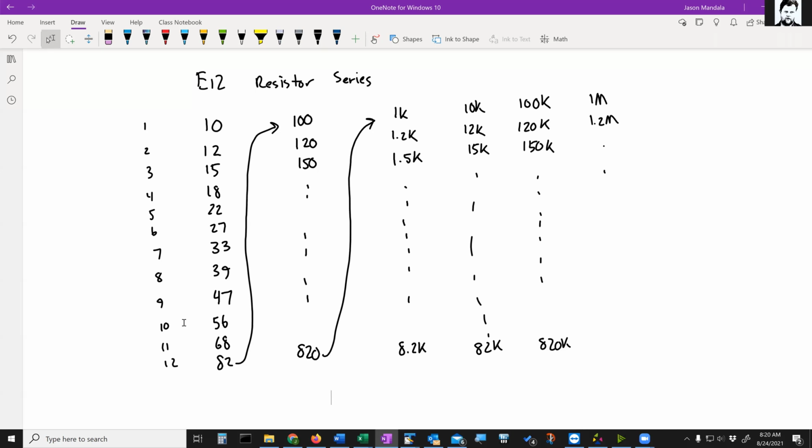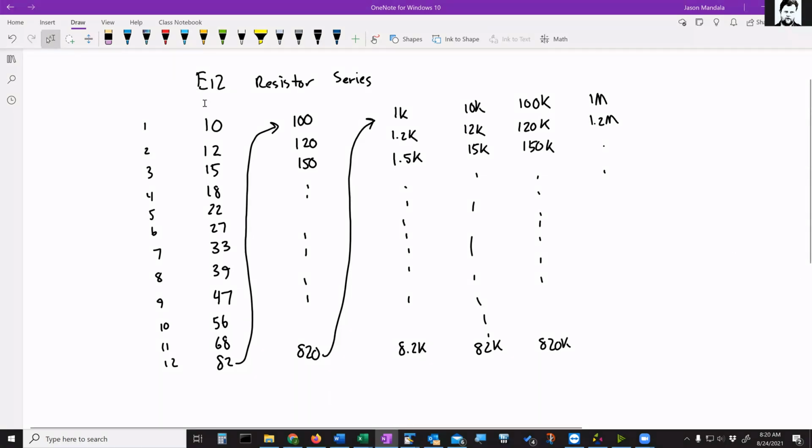But the E12, when someone says standard value, this is what they're talking about. This is the one that comes up more and more. And generally speaking, if you're buying resistors from the E12 series, they're going to be cheaper because they're more commonly used. But there are other series.